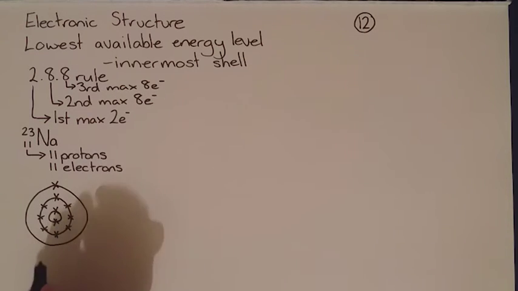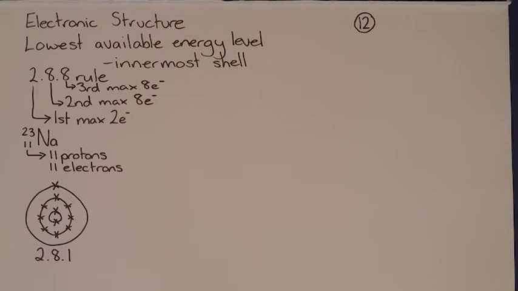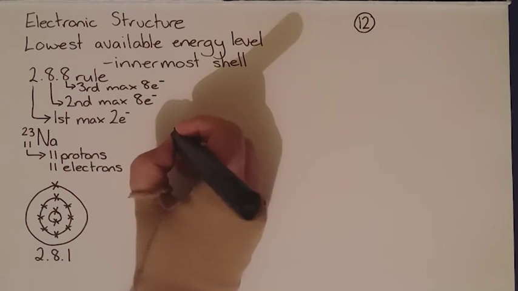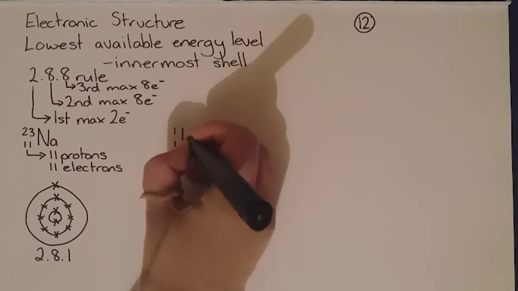This is the diagram form. We could also write it as the numerical form, 2, 8, 1. You need to be able to write the electron structures of the first 20 elements on the periodic table using either the diagram form or the number form. So to make sure you understand, we'll look at another couple of examples.